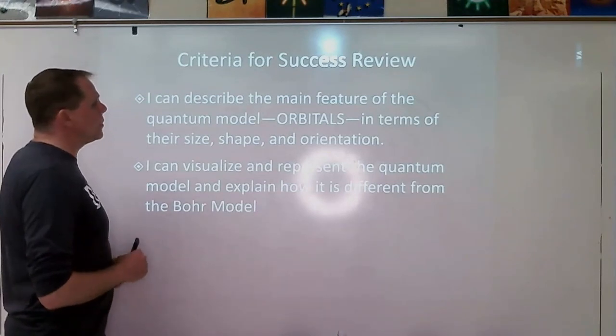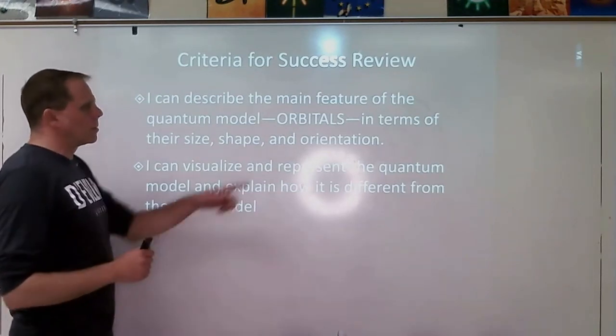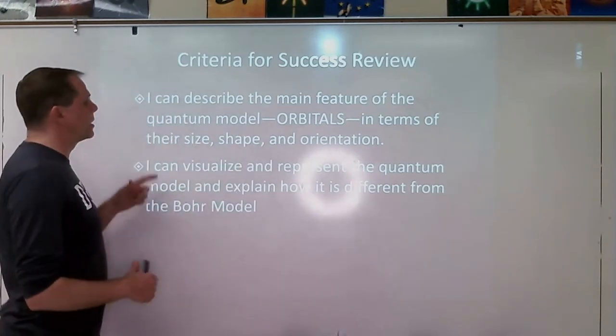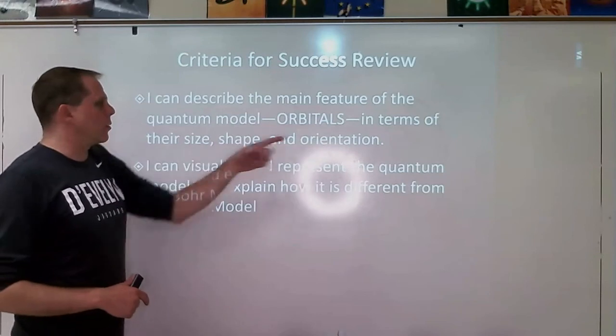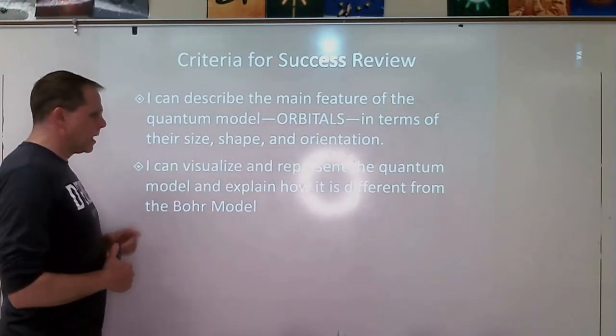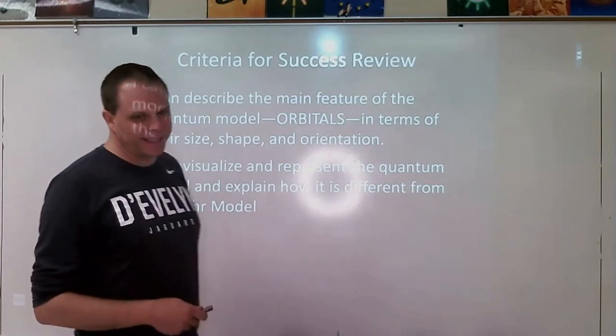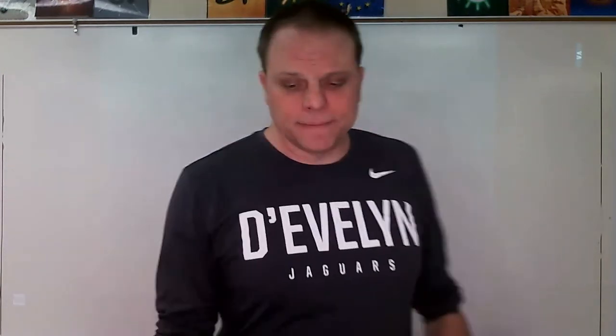You can describe the main features of the quantum model. Orbitals: now you know different shapes where there's a 90% probability of finding an electron. And of course, we now know different orientations and shapes and sizes. You can visualize and represent the quantum model and explain how it's different from the Bohr model. You're amazing. You're smarter now than you were before, and that's exactly what we're here for.